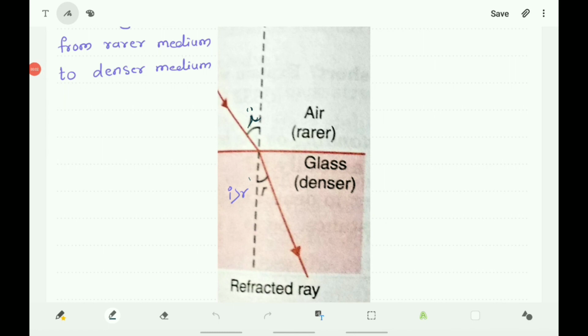So, what is refraction of light? The phenomenon of bending of light from its straight line path as it passes obliquely from one transparent medium to another transparent medium is called refraction of light. What is the cause of refraction of light? You know that if the media have different densities, the refraction of light takes place.